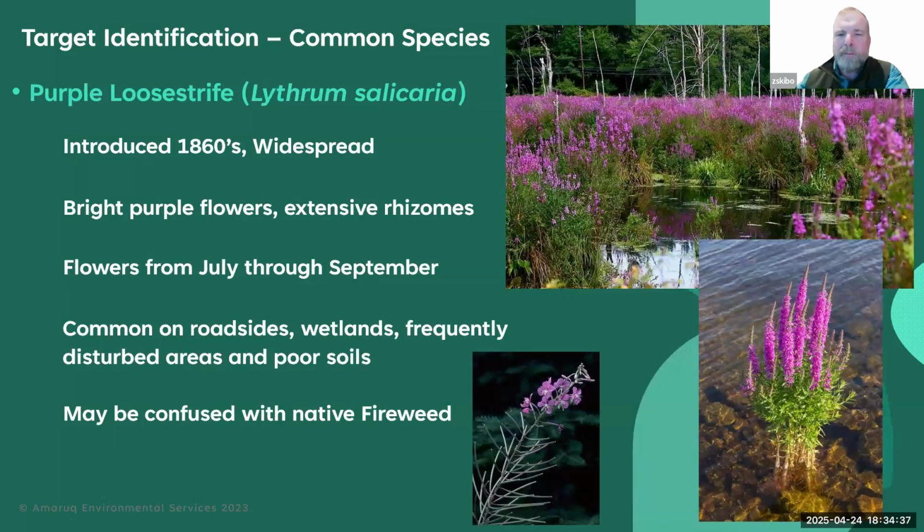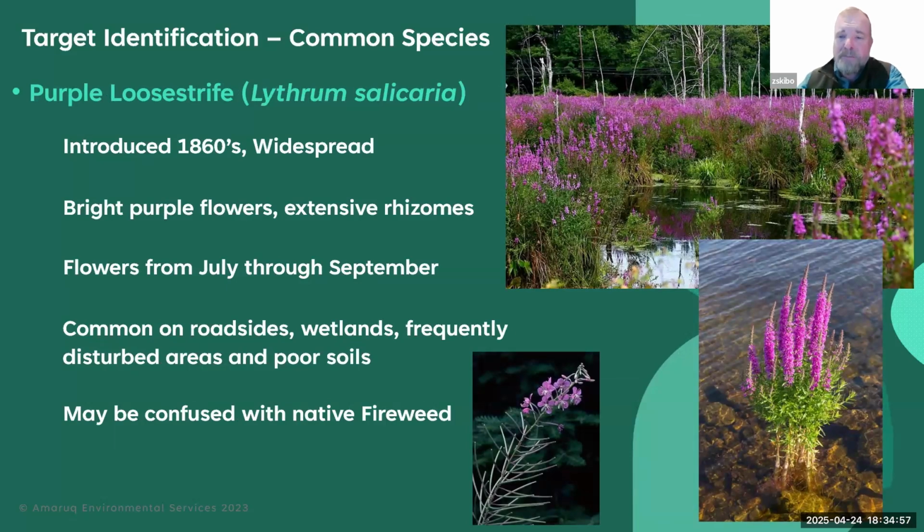Purple loosestrife, we've probably all seen this one and not known it. It was introduced in the 1860s. I believe it was first found in the United States up in Lake Ontario. It actually came in from Europe in ship ballast that was then dumped. It's very widespread, with extremely bright purple flowers, really pretty.